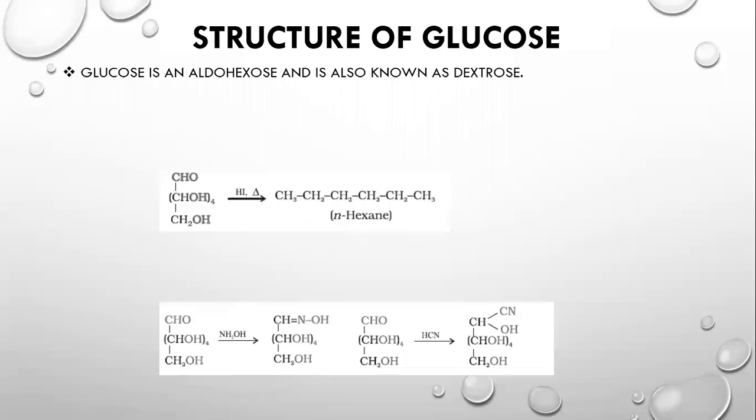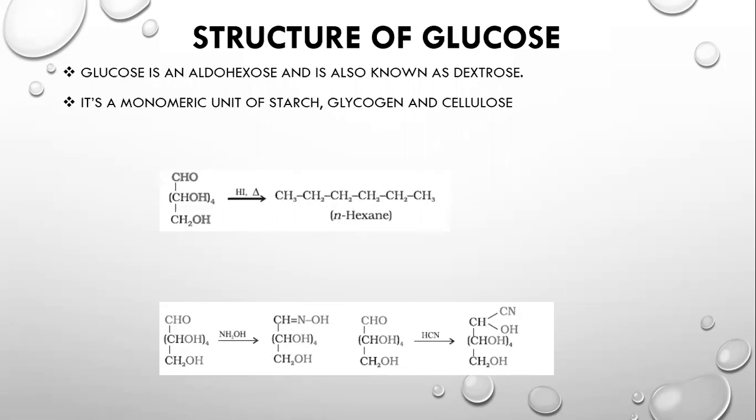So now we need to think about this. That is how we can explain glucose containing six carbons. It's a monomeric unit of starch. Yes, of course, it's right. It's a monomer, and it doesn't get hydrolyzed further. Starch is a polysaccharide, glycogen is also a polysaccharide, and cellulose is also a polysaccharide. The monomeric unit of all these polysaccharides is glucose. It's a major component of polysaccharides.